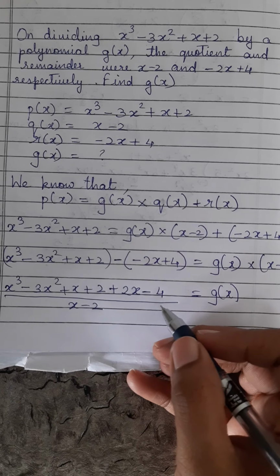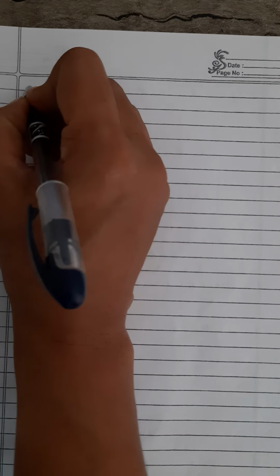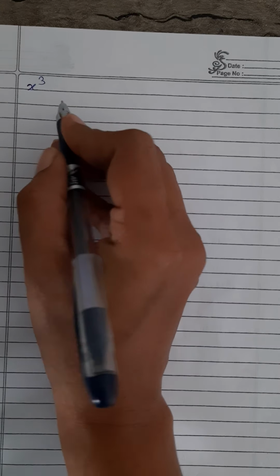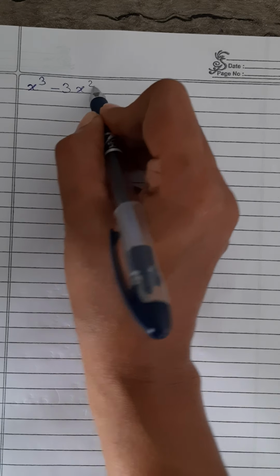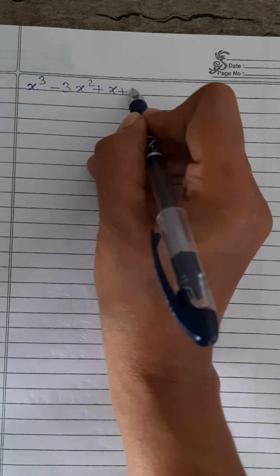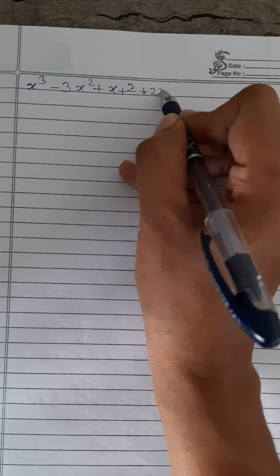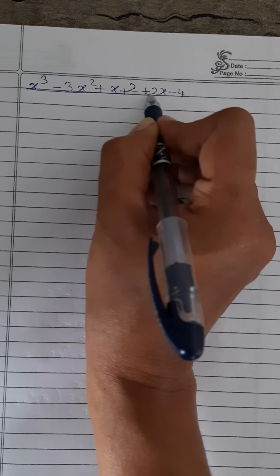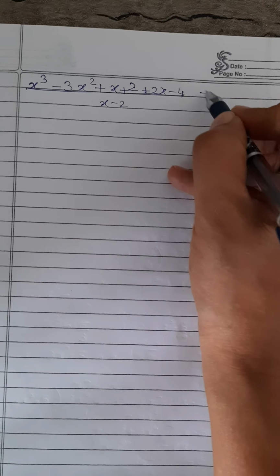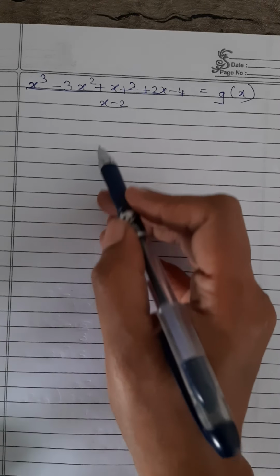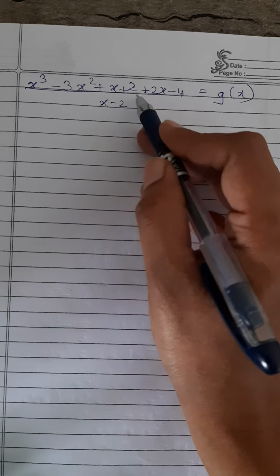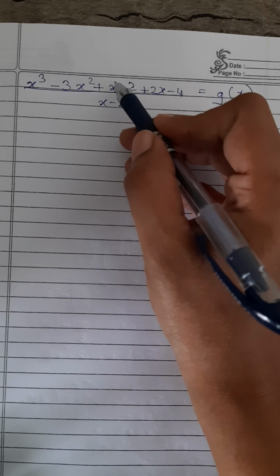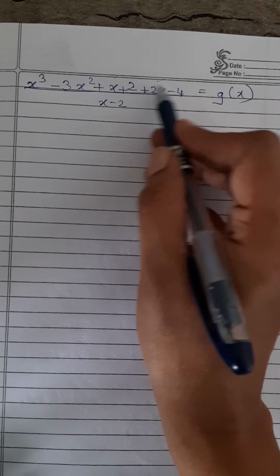Now let's simplify this even further. So what is there? x cube minus 3x square plus x plus 2 plus 2x minus 4, divided by x minus 2, is equal to g of x. Okay, so in x cube minus 3x square plus x, are there any like terms? See, there is one like term. This is x and this is plus 2x. So let's put these together.